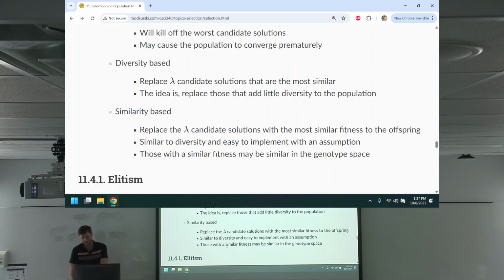Okay, in similarity-based, replace the lambda candidate solutions with the most similar fitness to the offspring, similar to diversity and easy to implement with assumptions. Those with similar fitnesses may be similar in the genotype space, but that's a pretty big assumption, right? We don't really know. But if you take that assumption, then hey, you could use that. It's a pretty quick and dirty way to kind of figure it out.